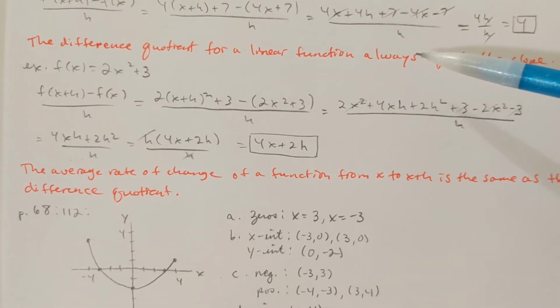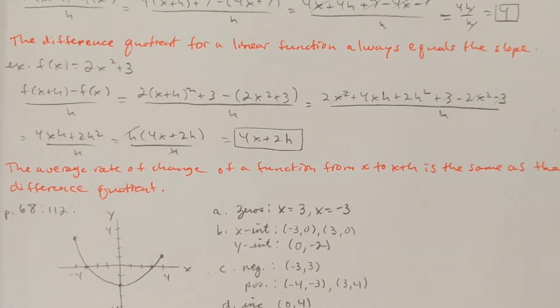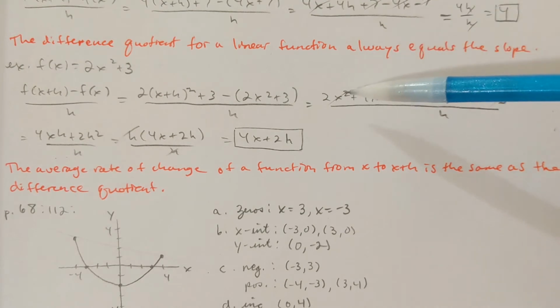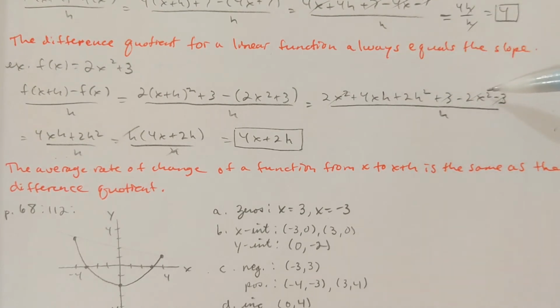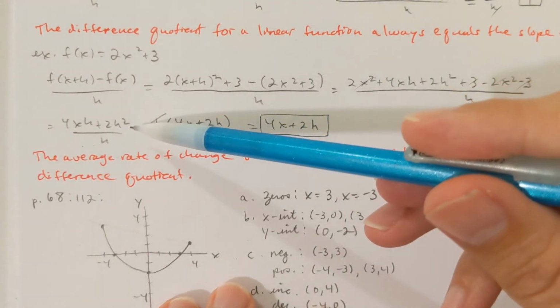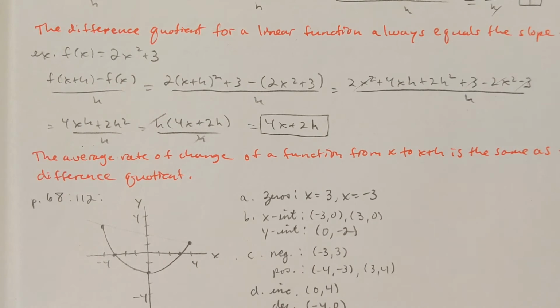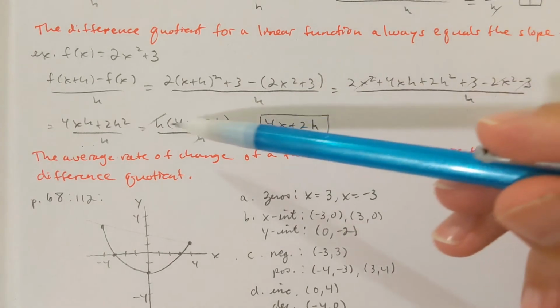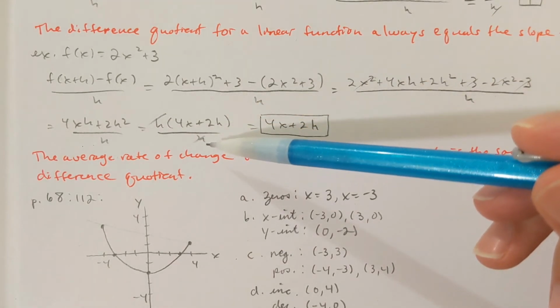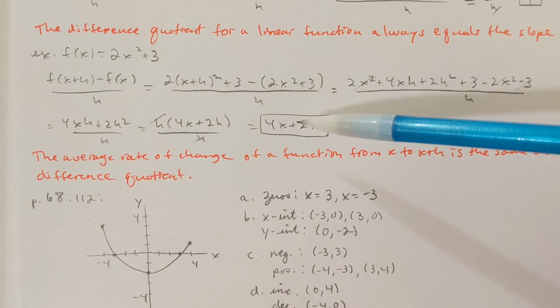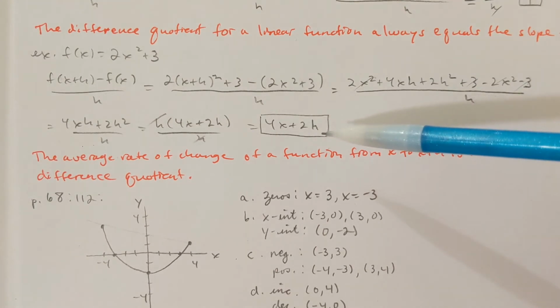Now, just like before, we're going to have some things canceling out. Anything not involving h is going to cancel out in this problem. Here's 2x squared minus 2x squared, 3 minus 3, those are gone. And that leaves us with 4xh plus 2h squared all over h. H is in common to those terms and the term in the denominator, so I can factor that out and cancel it with what's in the denominator. That leaves me with 4x plus 2h.